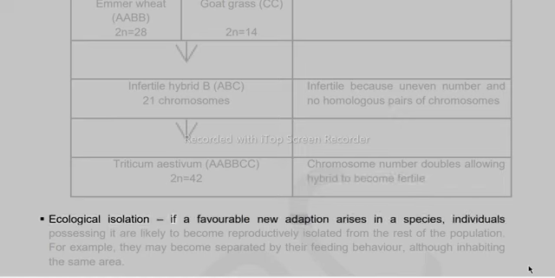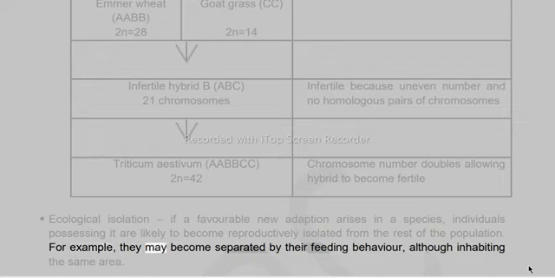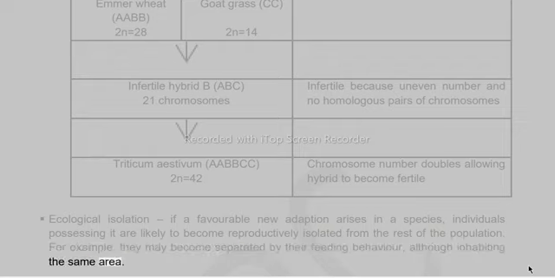Ecological isolation. If a favorable new adaptation arises in a species, individuals possessing it are likely to become reproductively isolated from the rest of the population. For example, they may become separated by their feeding behavior, although inhabiting the same area.